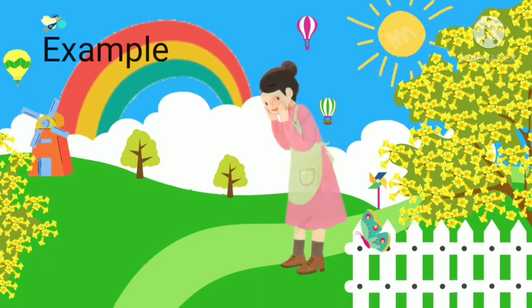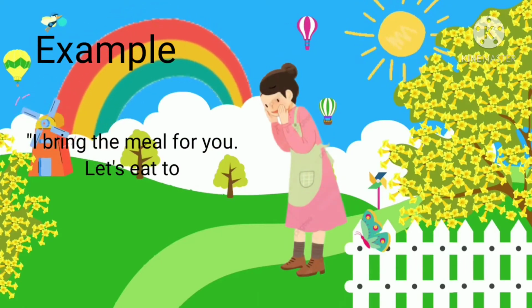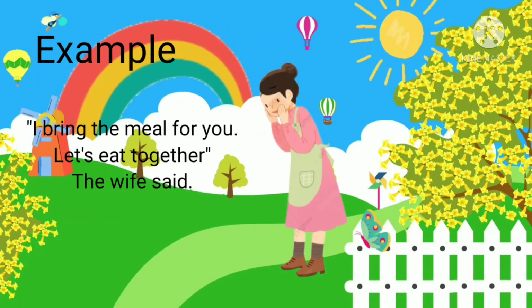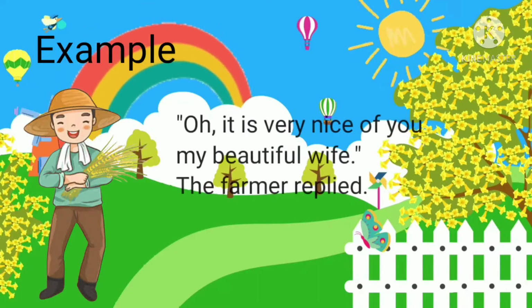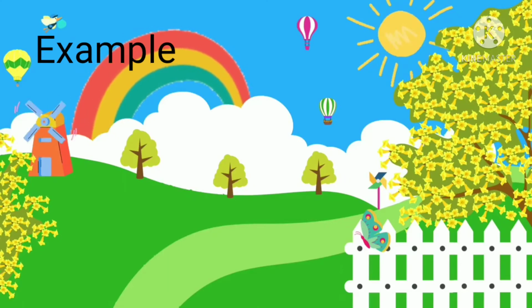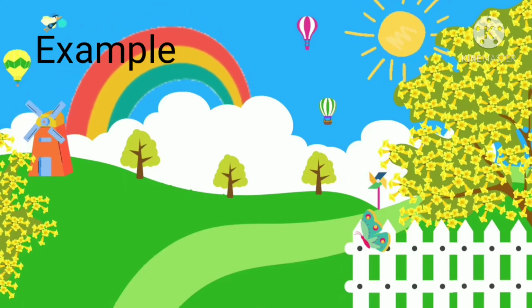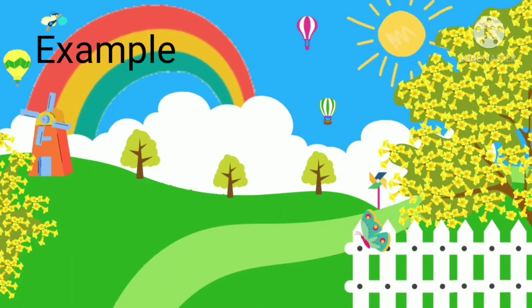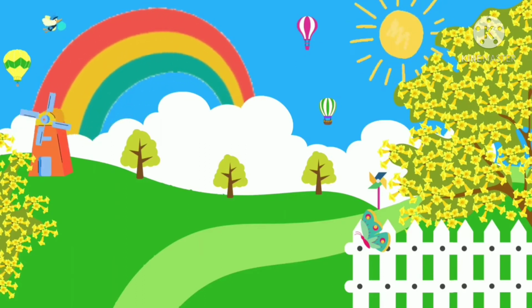For example, "I bring a meal for you, let's eat together," the wife said. "Oh, it's very nice of you, my beautiful wife," the farmer replied. In both conversations, we can see that both of them use present tense. It indicates which character is speaking.